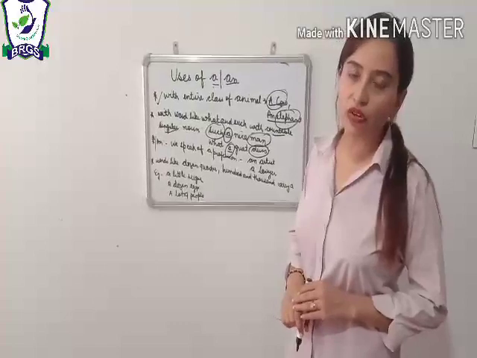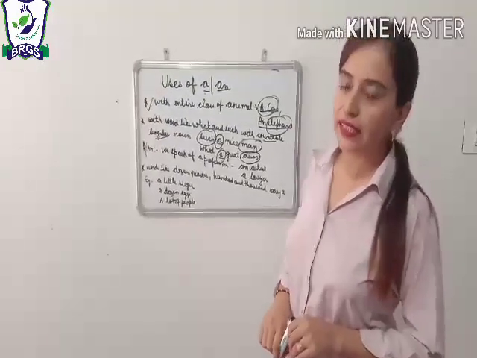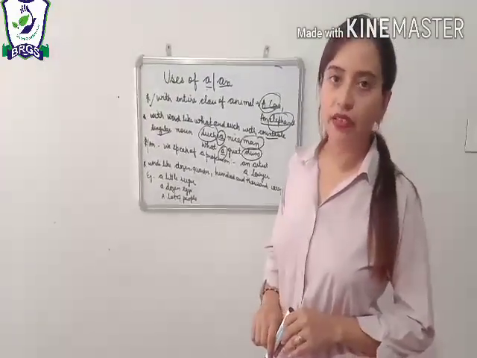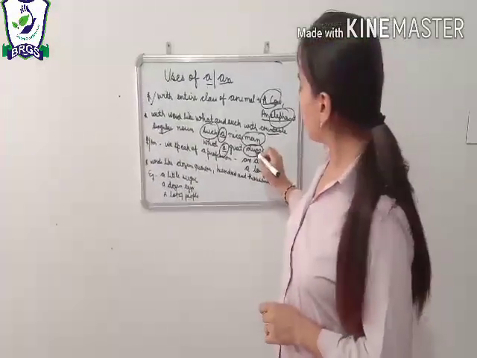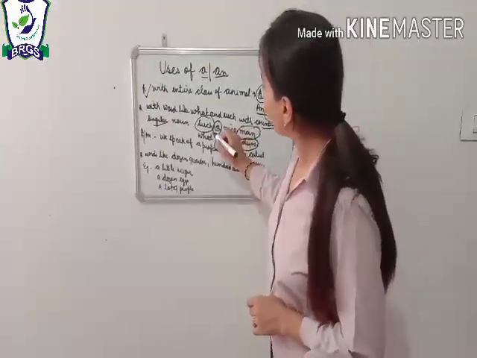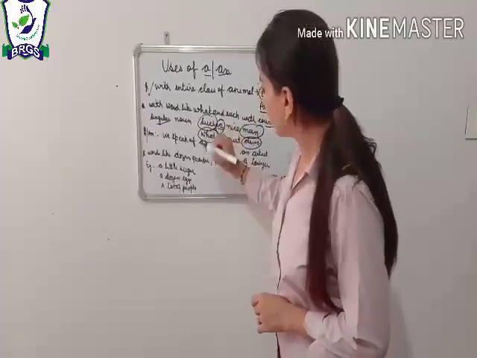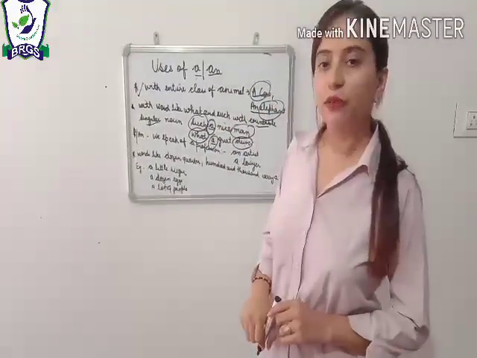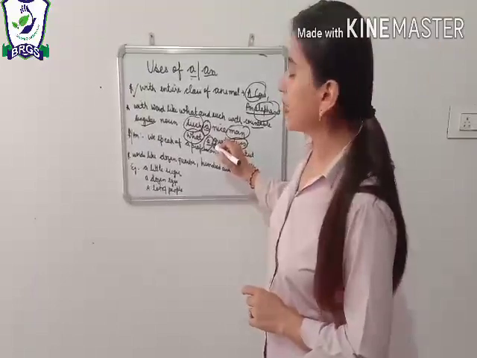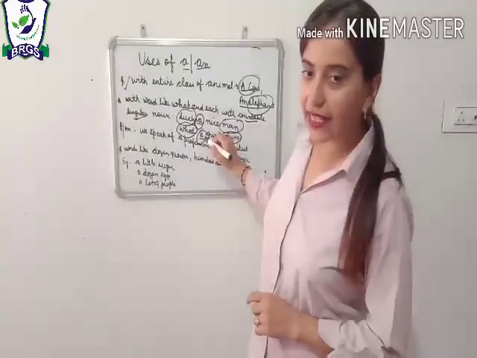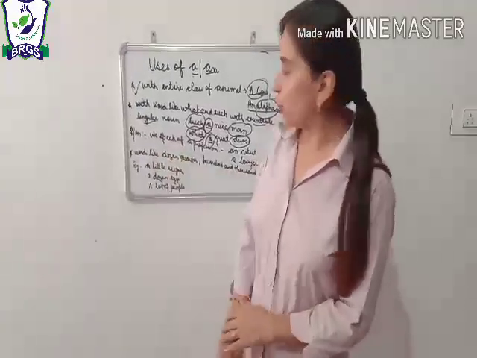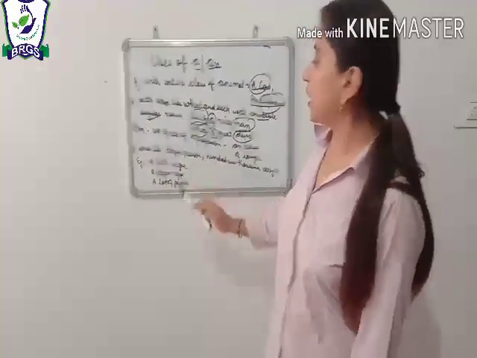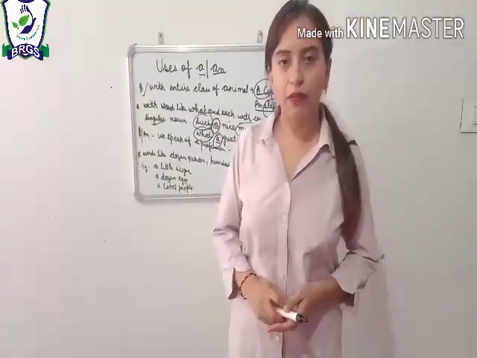Next example, dress. Dress is also a noun. It is a singular noun and a countable noun. We can count dress, no? But obviously it is a singular noun. But when this dress is used with the word like what, it will always carry a as article. And next, a and an is used when we are speaking about a profession.